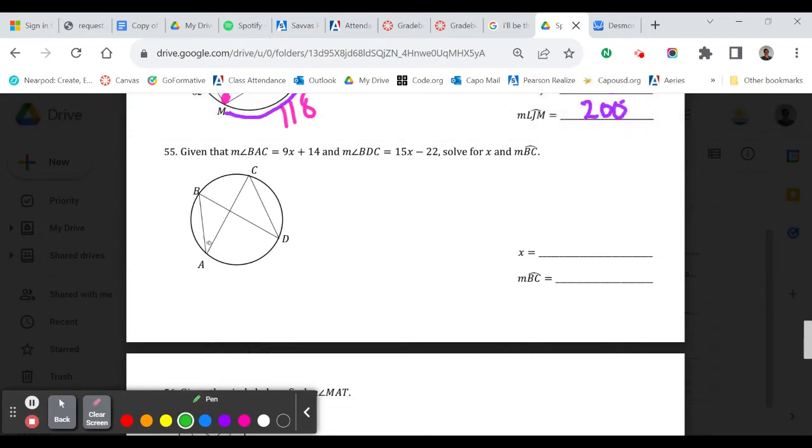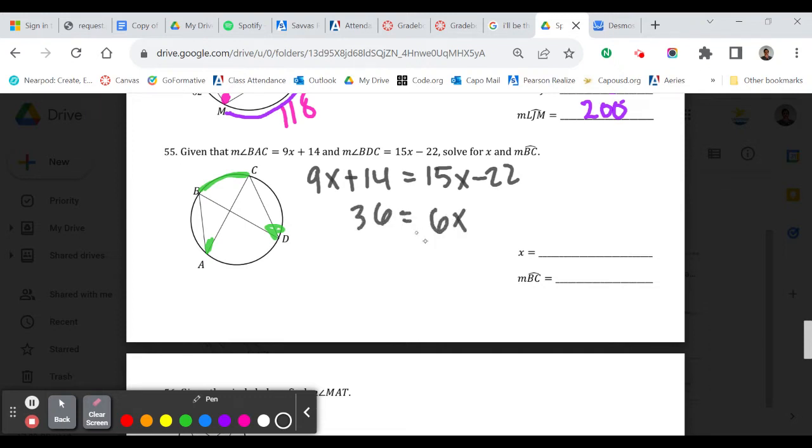we actually have this measure here and this measure here. They both open to this arc, so that means they're actually going to be congruent. So we just do 9x plus 14 equals 15x minus 22. So I'm going to subtract the 9x over to give me 6x. I'm going to add the 22 over to give me 36. So x should equal 6.